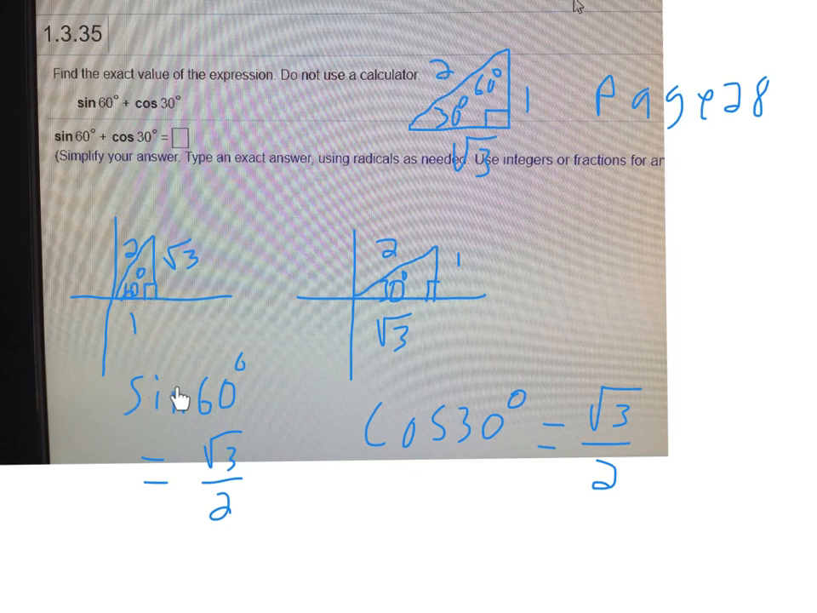So the sine of an angle is y over r. I believe it's the definition they give you here. Or y over r, sorry. So it would be square root 3 over 2.